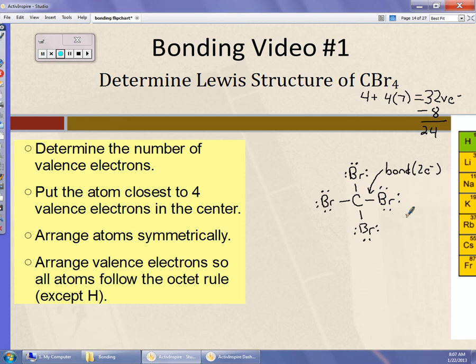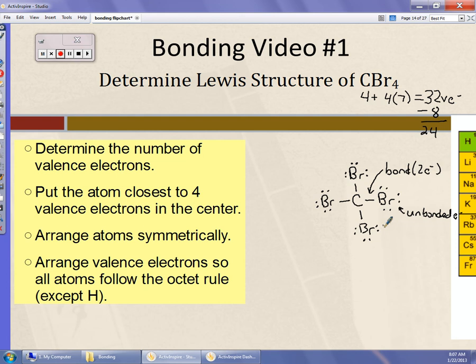These dots represent electrons. And since they're not in a bond, they are unbonded electrons. Now we want to double check to make sure everybody has the octet rule. We already said carbon does. The bromines have 2 electrons in the bonds, 3, 4, 5, 6, 7, 8. This bromine has an octet. This bromine has 2, 3, 4, 5, 6, 7, 8. And if you keep counting, you will see that all the bromines have 8 electrons, or an octet.